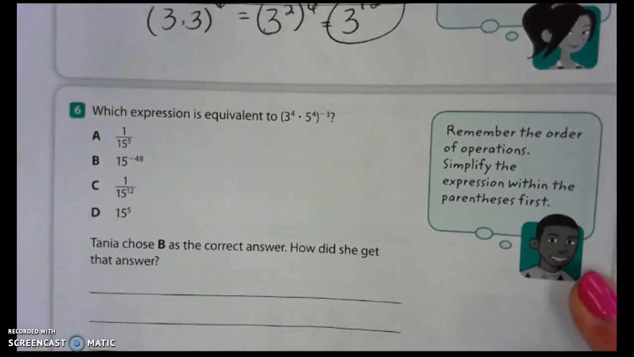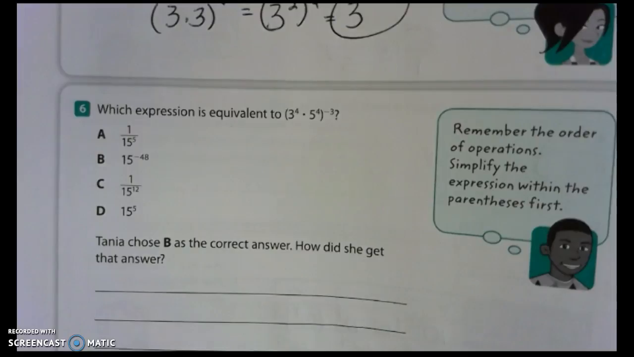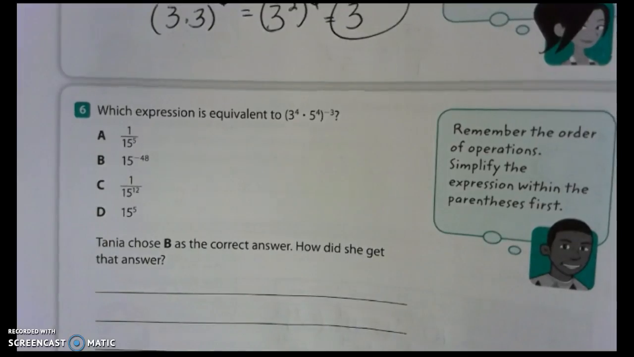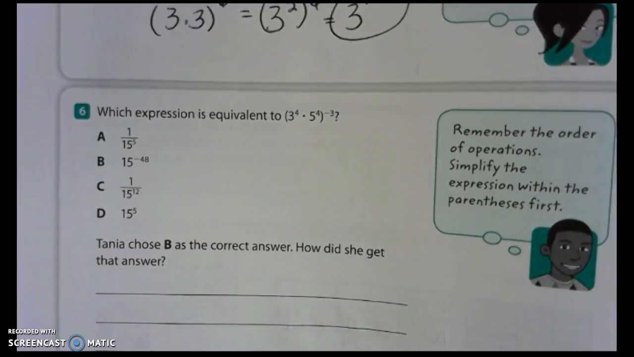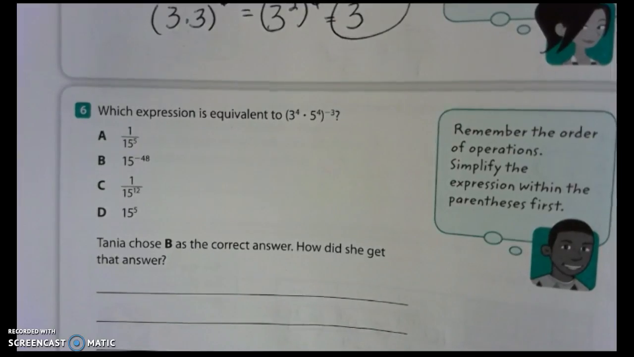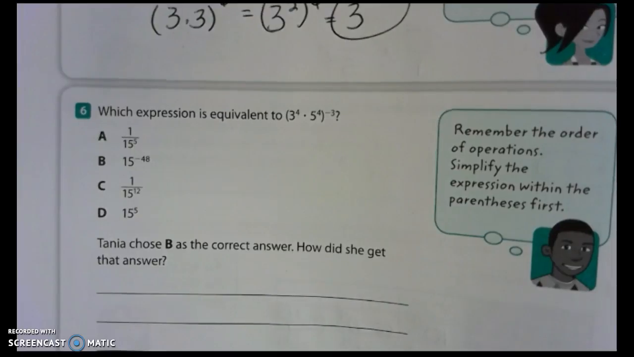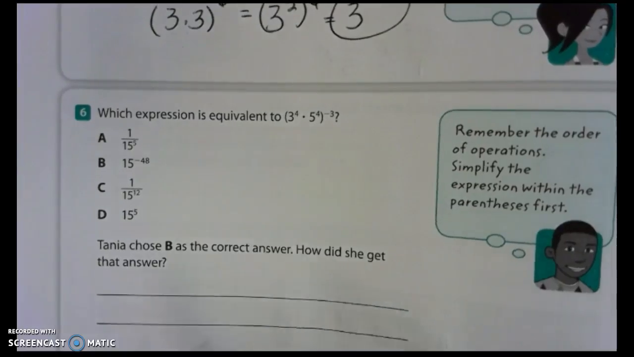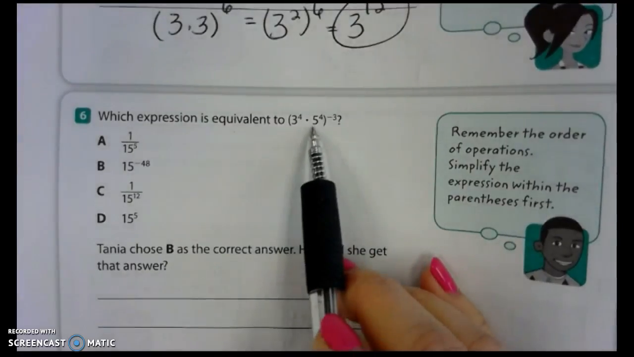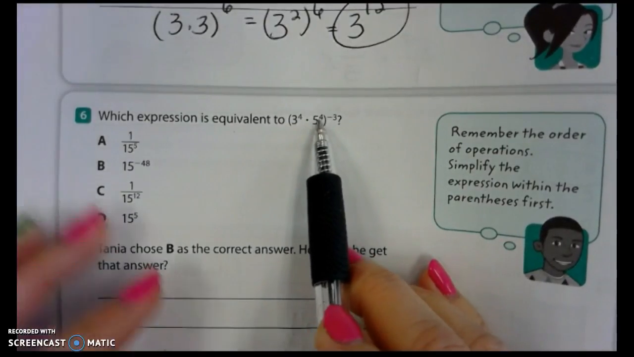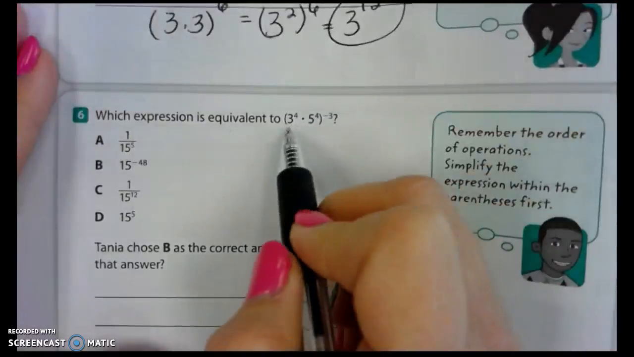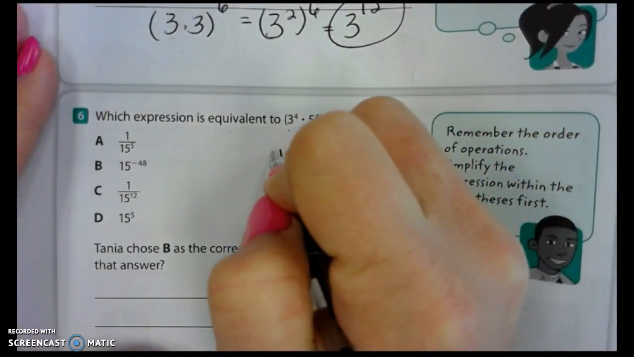Last question. Which expression is equivalent to 3 to the 4th times 5 to the 4th, all to the negative 3? Now you could start this in many different places. You could start with that negative exponent and make it positive. You could distribute the negative exponent and go from there. Or you could start working inside the parentheses, which is where I'm going to start. I've got different bases with matching exponents. So I'm going to multiply the base. 3 times 5 makes 15.